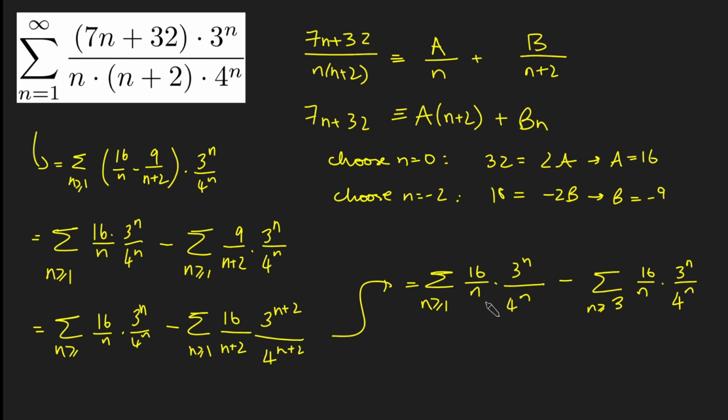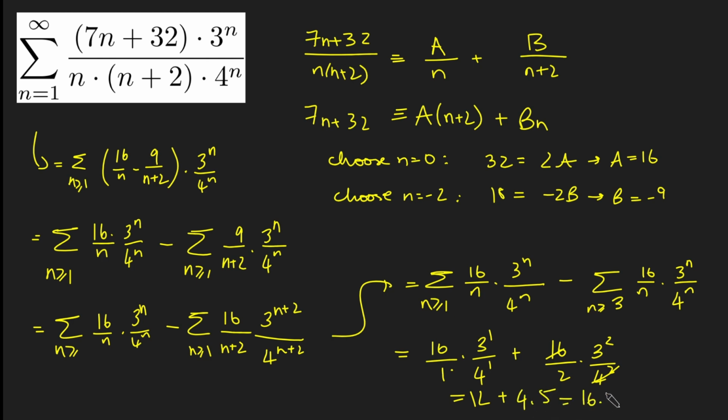And now the great thing is most of these terms cancel out. We're starting from 1 here, so we have an extra 2 terms here, but apart from that, everything else cancels out. So we're just left with 16 over 1 times 3 to the 1 over 4 to the 1, plus 16 over 2 times 3 to the 2 over 4 to the 2. Now we just have to evaluate this. The first term, 16 over 4 is 4 times 3, that's 12. And then here the 16 and the 16 cancel out, so I've got 9 over 2 here. I'll just write that as 4.5. And so this is just 16.5 altogether, and that would be the value of this sum.